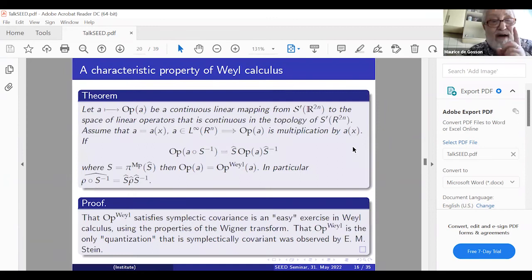Why do I present this here? It's because there's a very important property of Weyl calculus, which makes it so important also in quantum mechanics. If I take a continuous linear mapping from S prime to the space of linear operators that's continuous here, S prime, that's the tempered distributions, the dual space of the Schwartz space S(R^n). Assume that A is just dependent on x here, and that A is in L infinity of R^n. Then Op(A) is multiplication by A(x).